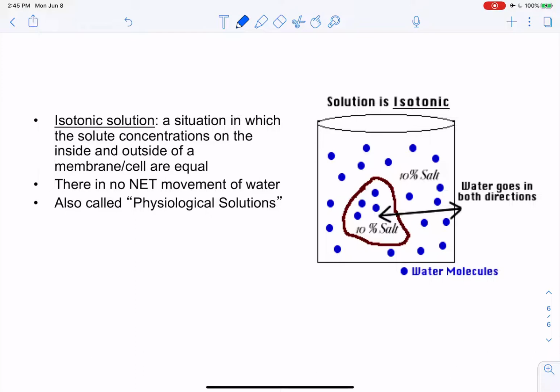Now, again, that doesn't mean that water doesn't move at all. We will still have a few water molecules moving through the cell membrane out into the solution out there, but at the same rate, we'll have a few water molecules moving in. So we keep the concentrations constant on each side.